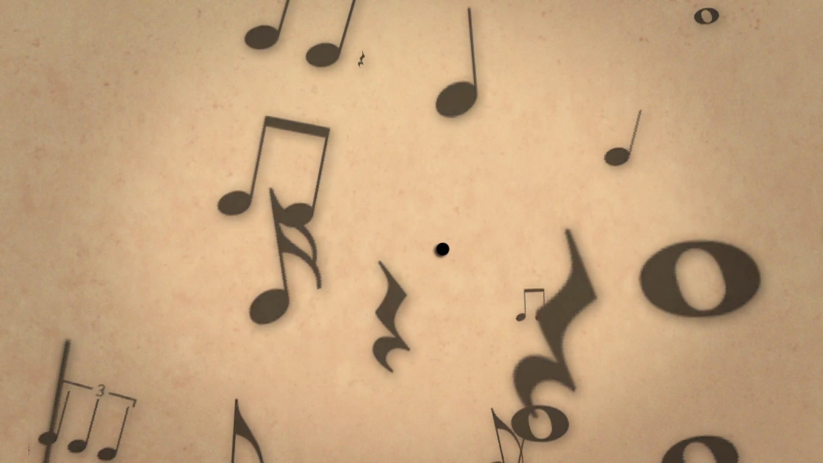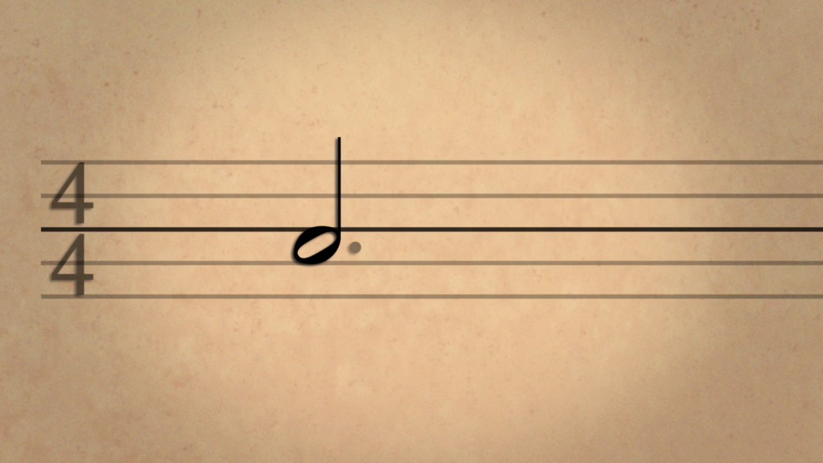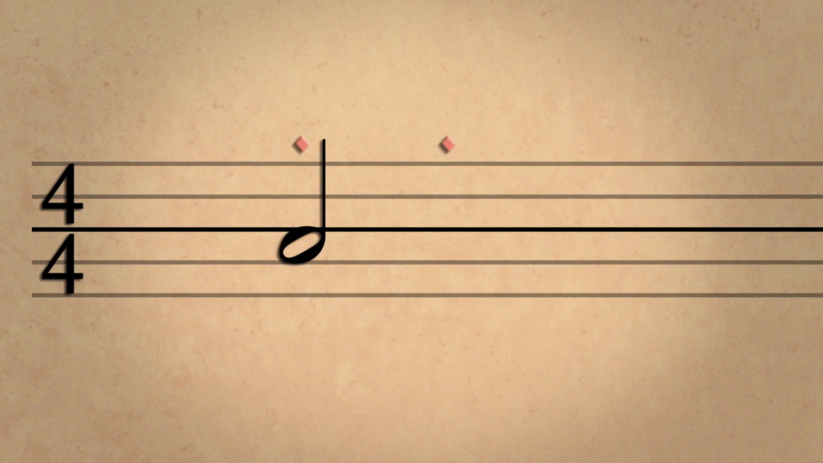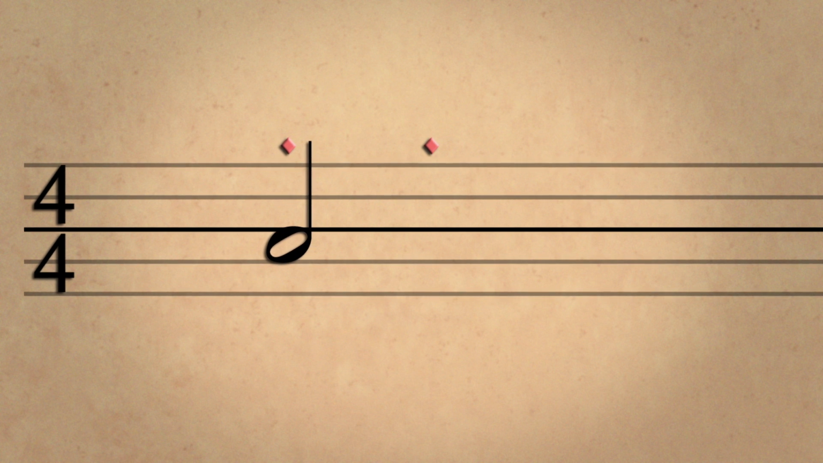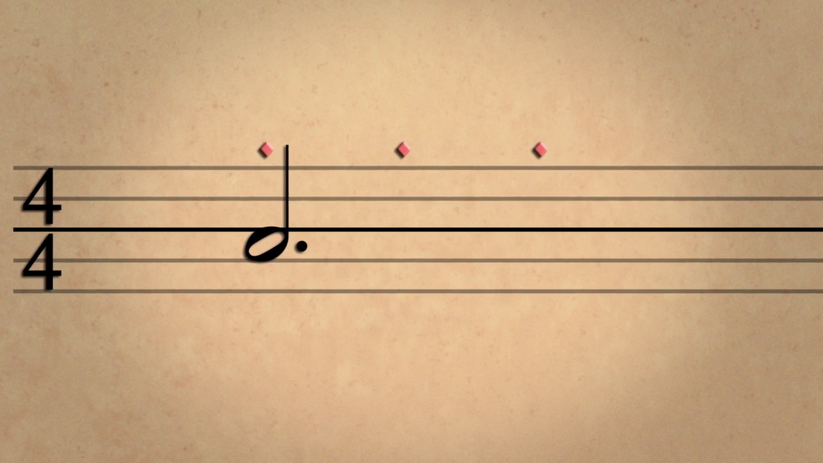Sometimes we see a dot after a note. Here we have a dot after a half note. Any dot like this adds half the value of the note it follows. In 4/4, our half note gets 2 beats, as we have learned. If we add a dot to that half note, it will have 3 beats.